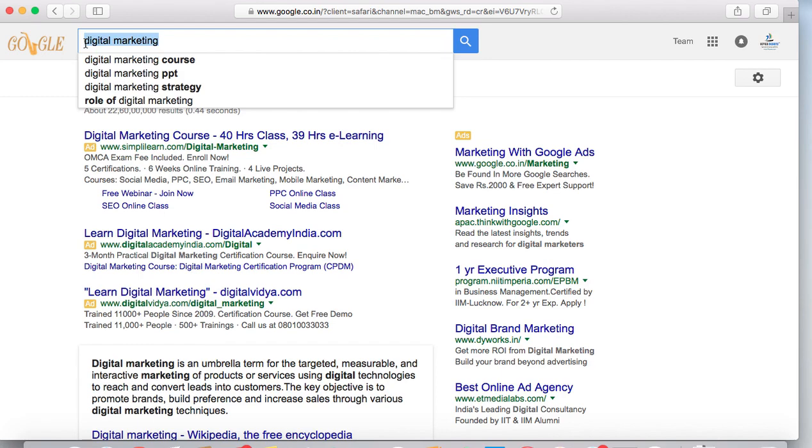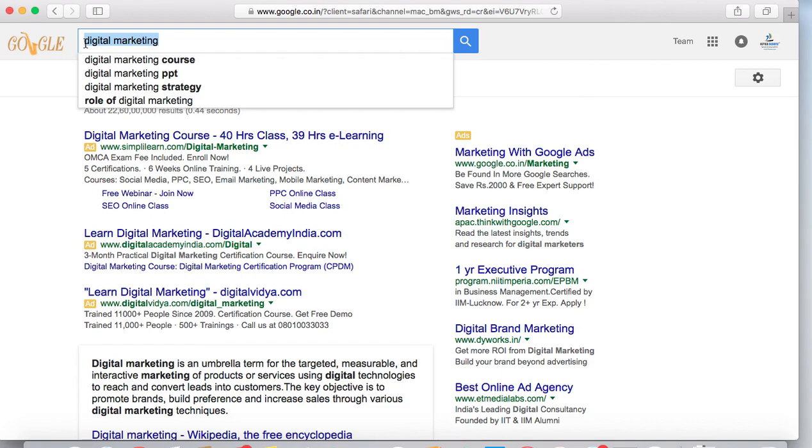You provide classroom training in Kolkata only, so your potential students would search specifically with digital marketing courses or digital marketing training institutes in Kolkata. A keyword consisting of three or more words is called a long tail keyword.